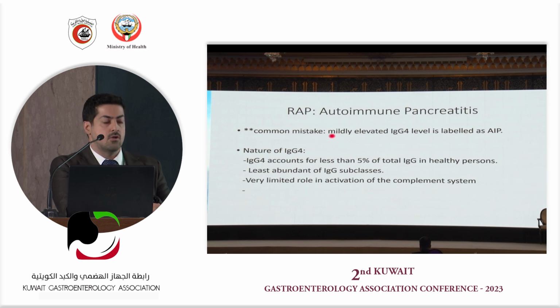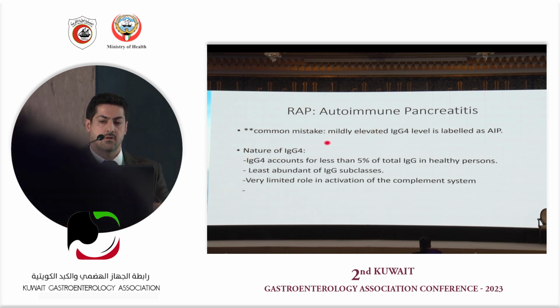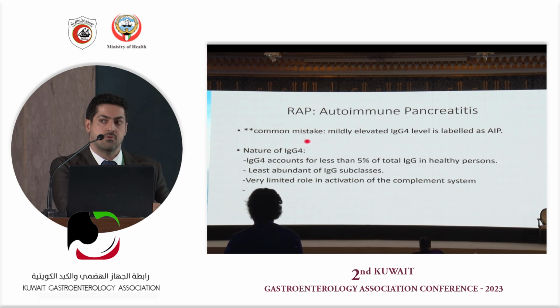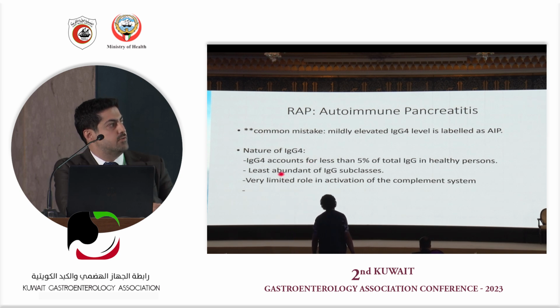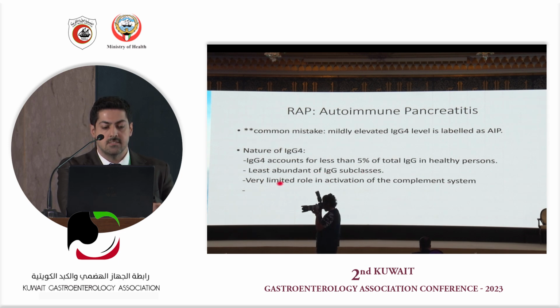A very common mistake in Kuwait, we send IgG4 level in all those patients, and some of those will come up with a slightly higher level, and they are referred to us to rule out autoimmune pancreatitis. Just a quick background on what is IgG4. IgG4 accounts for less than 5% of the total IgG in healthy persons, and it's the least abundant of IgG subclasses and has a very limited role in the activation of the complement system. So it's important for you not to send a total IgG, only send an IgG4 level to look for that.